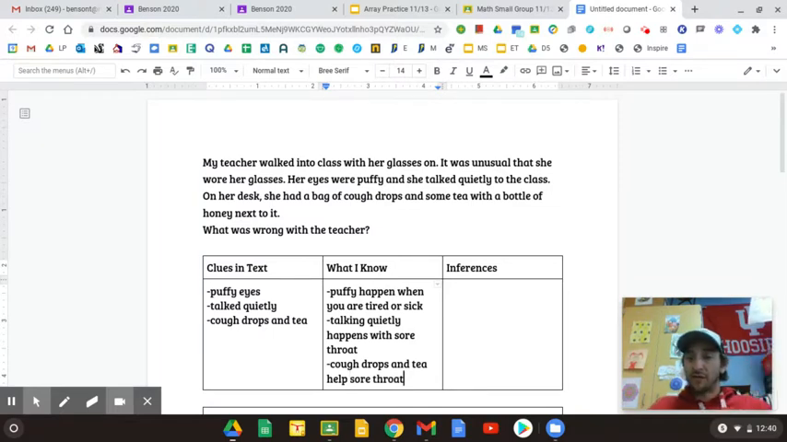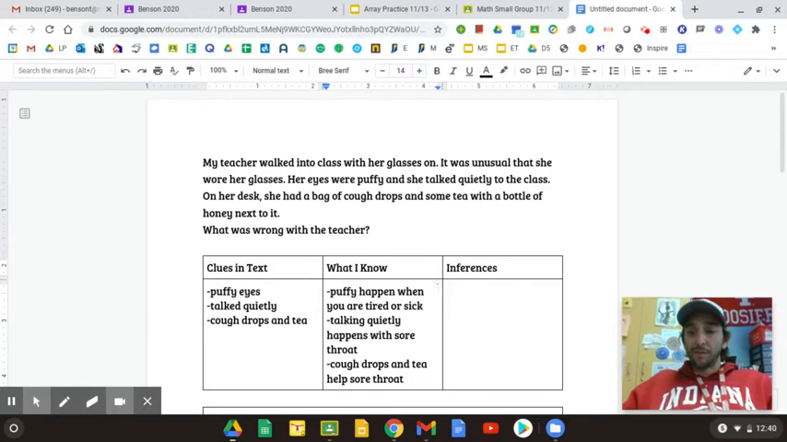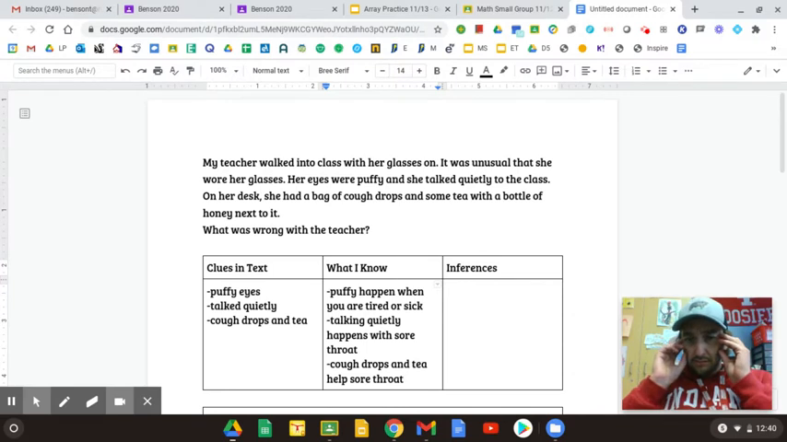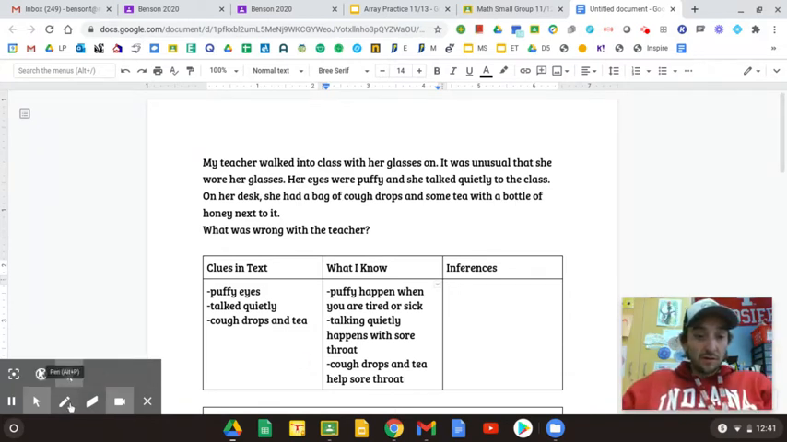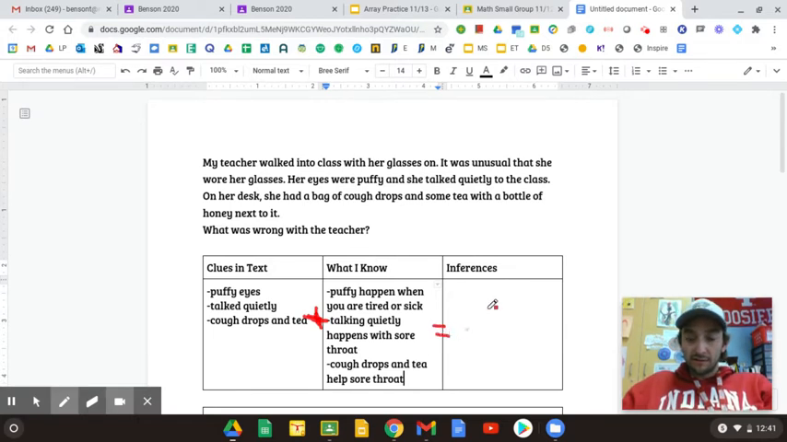So these are all things that I know from my life, and you guys probably experienced too. You've probably seen somebody sick and their eyes look big and puffy and tired. Whenever they talk quietly, they might talk like this. Typically, they talk like that if they have a sore throat and it hurts to talk. And then also you might see them eating cough drops or drinking tea. Or you might have had a sore throat and talked quietly and had to use cough drops and tea. So now if we combine these clues, add these together, we can get our inference.